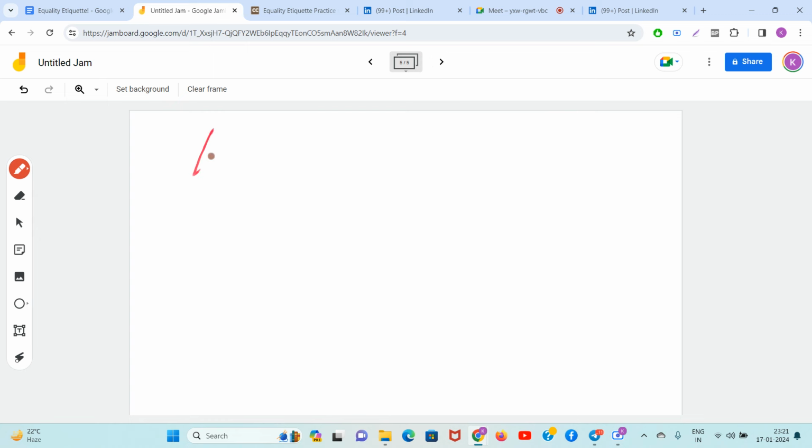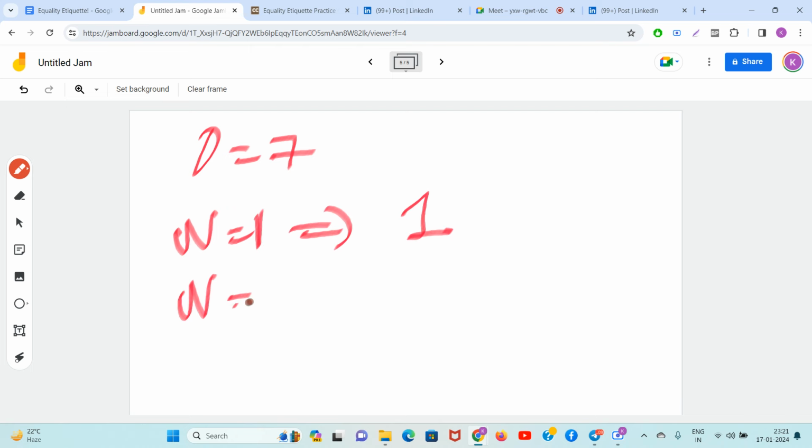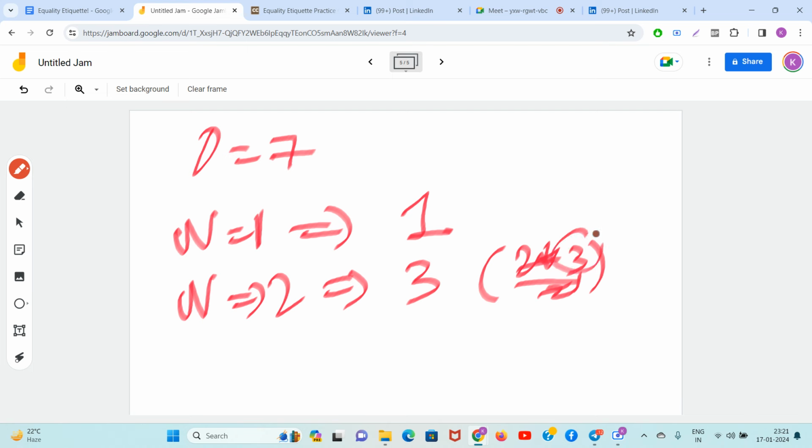Let's say your D is equal to 7. Guys, what you will do? For n equal to 1, what is n into n plus 1 by 2? It is 1 only. For n equal to 2, what is n into n plus 1 by 2, guys? 3. Arey, 2 into 3 by 2, you don't even know this? Where have you people come from?